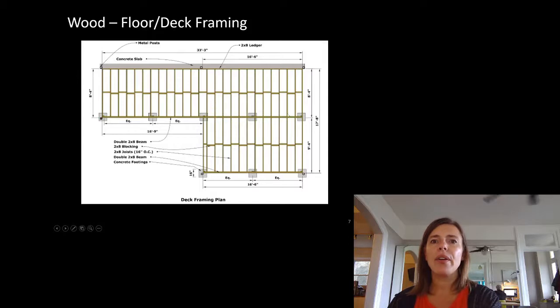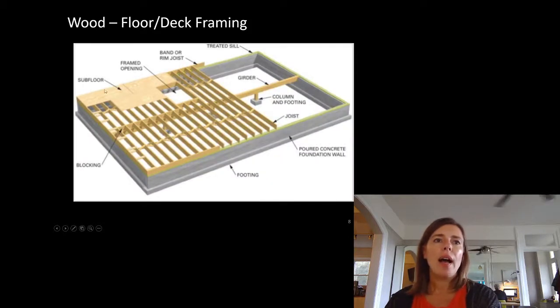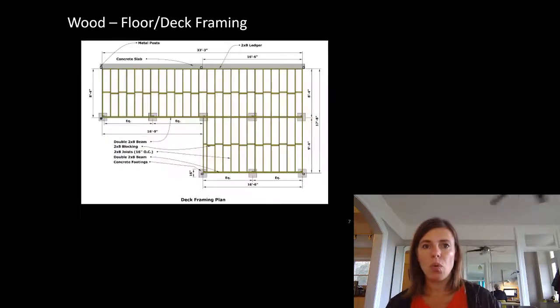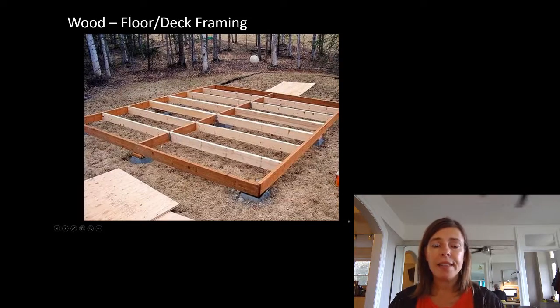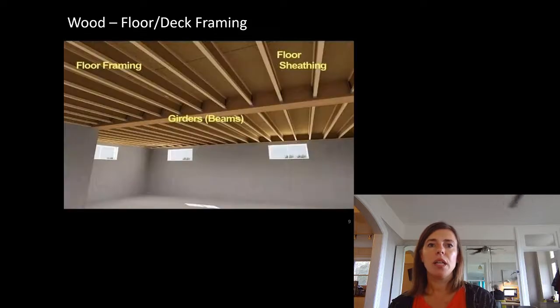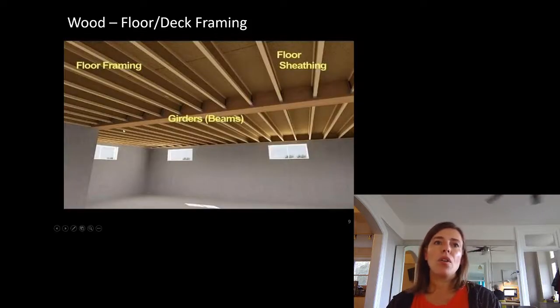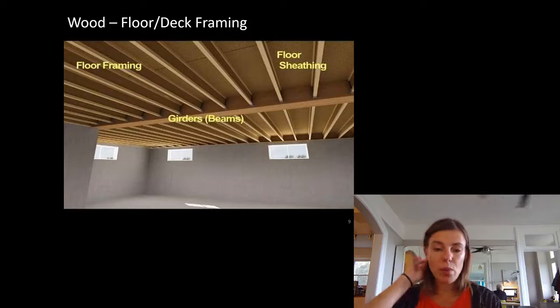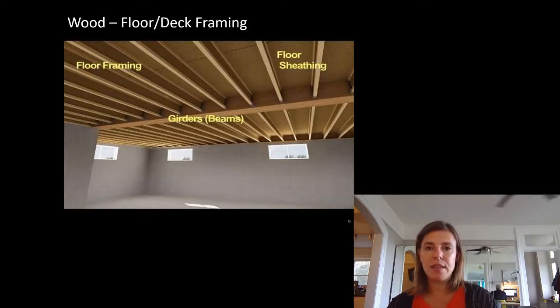Here's just another kind of conventional framing plan for wood. We've got our flooring. We've got joists. You can see these joists sit on top of the beam. That is a common way to do wood, but often we'll connect into the side as well. Both are legitimate ways to do this construction. Girder, floor framing, floor sheathing. Once we do our lectures on sizing guidelines, I think it might be really helpful for you to come back and look at these slides.